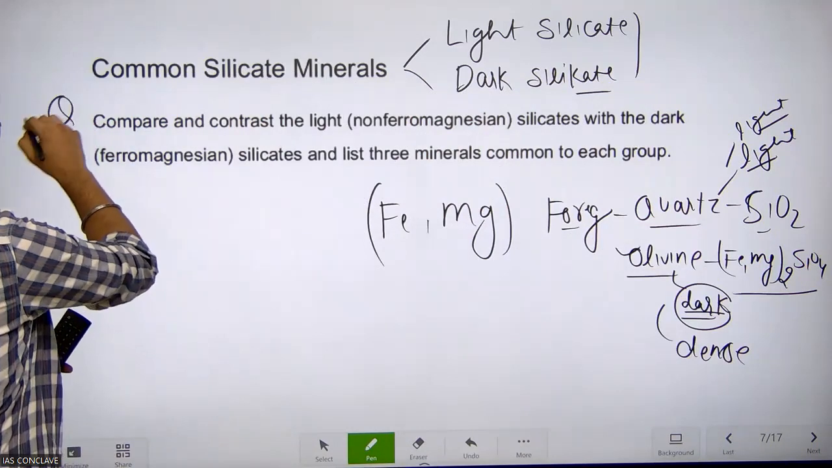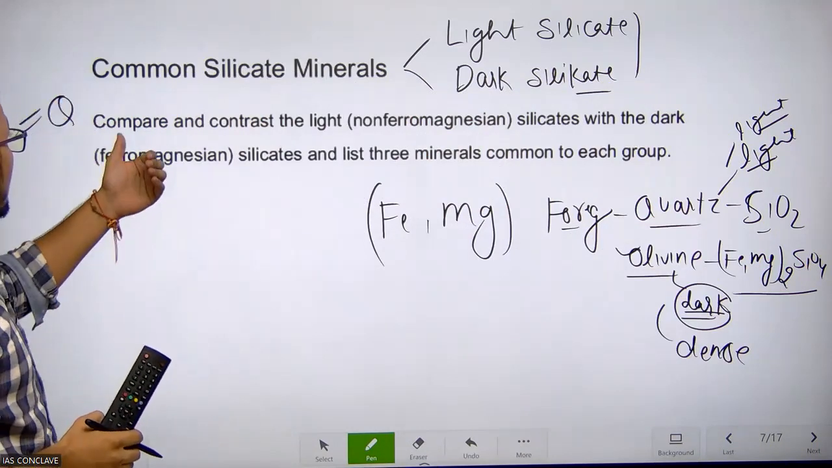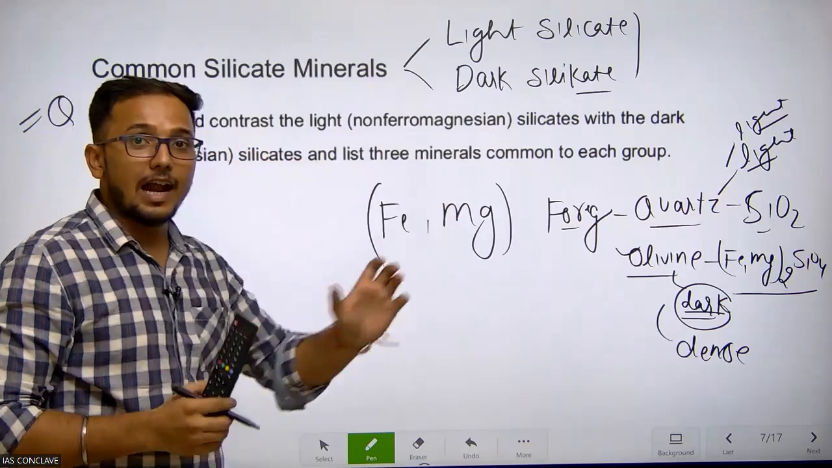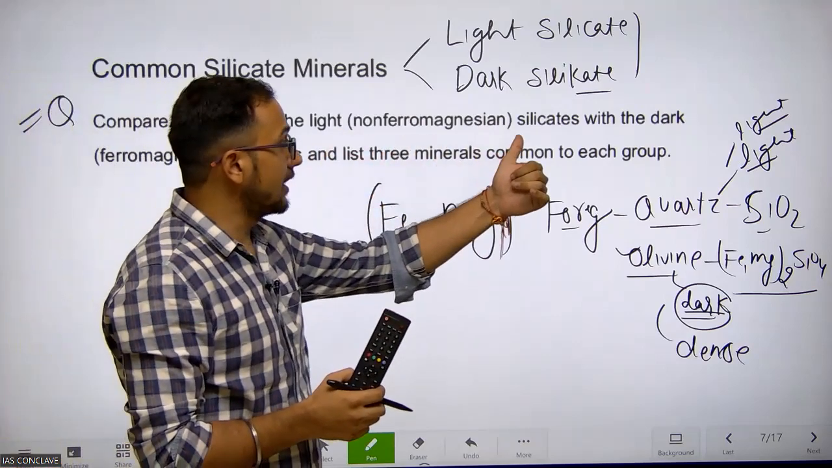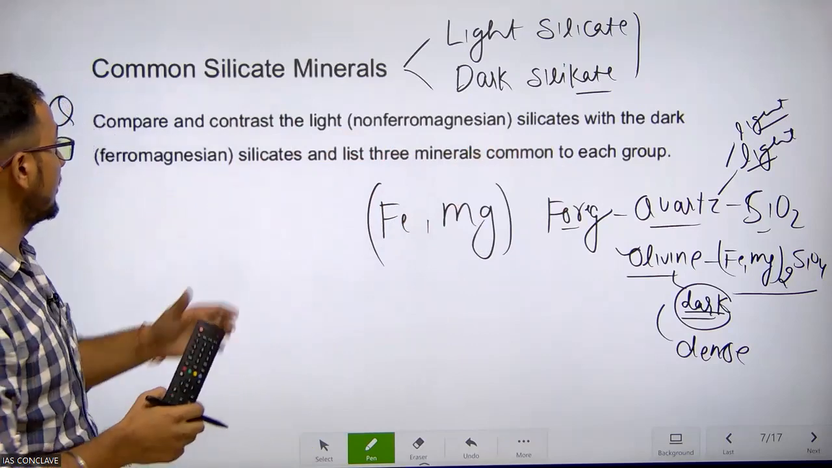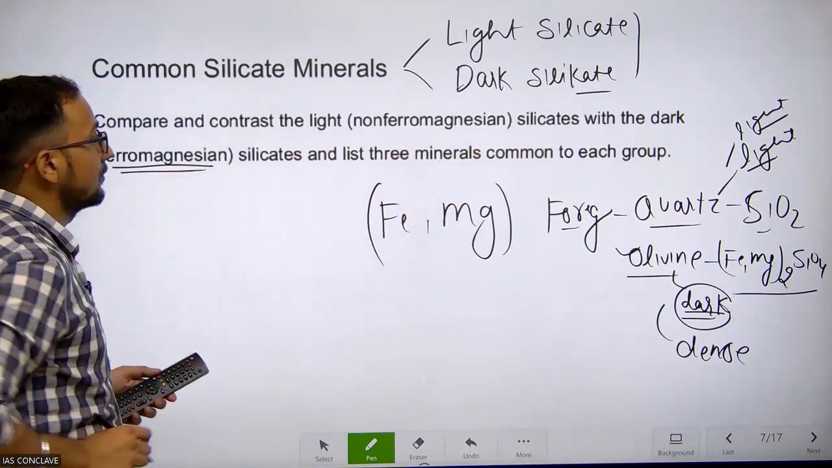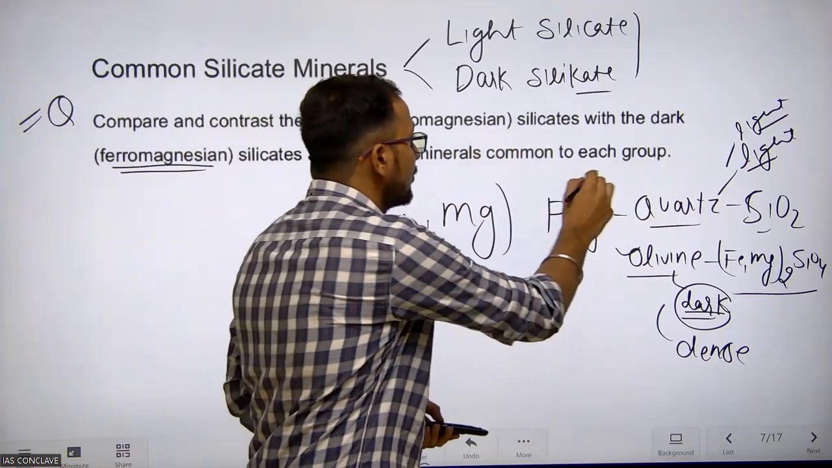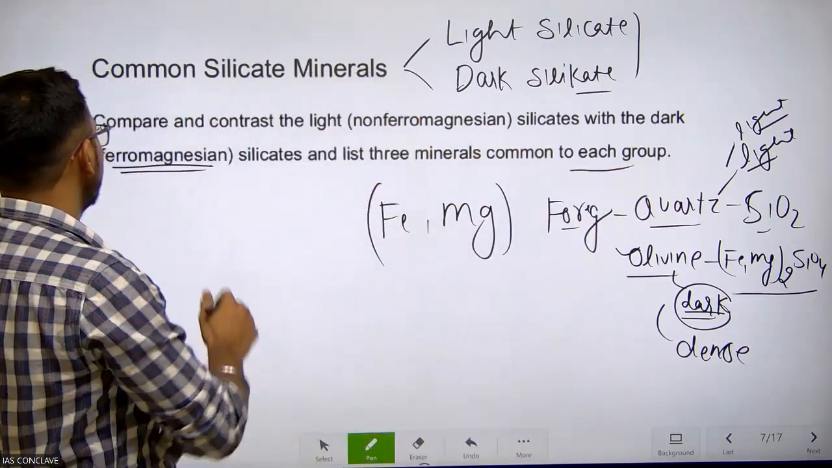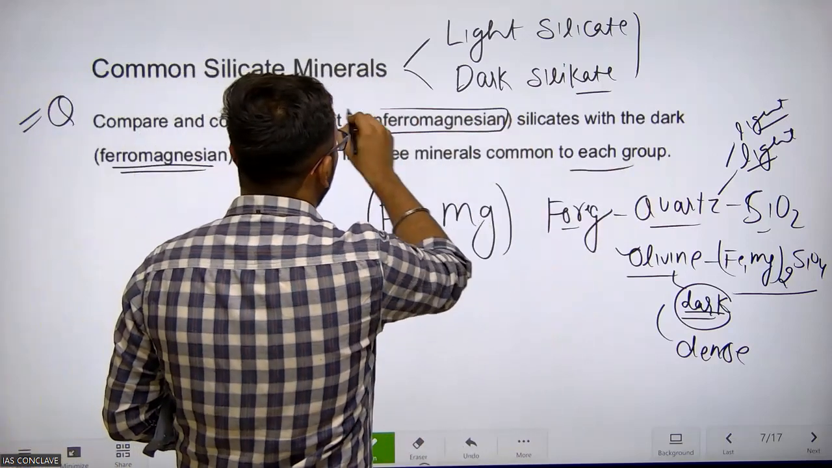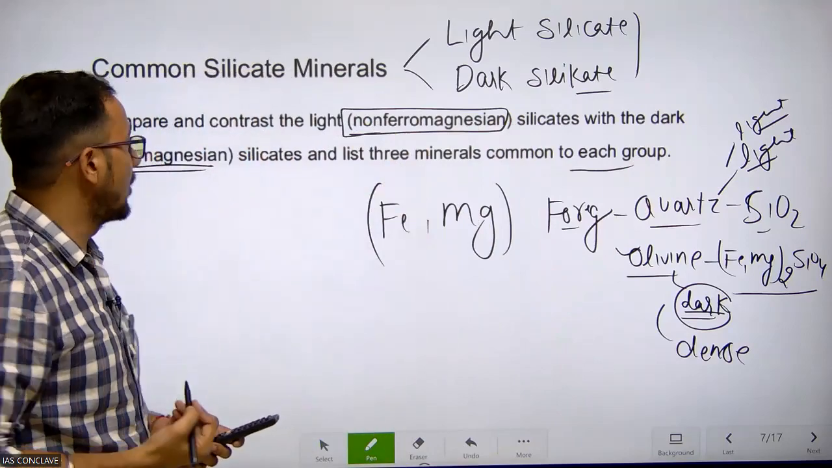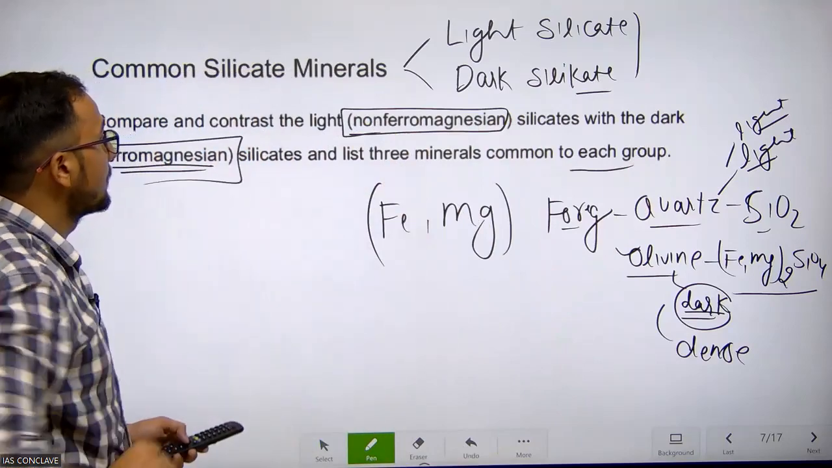We can understand this session through our question session. Compare and contrast the light silicates, meaning non-ferromagnesium silicates, with the dark ferromagnesium silicates, and list three common minerals for each group. In this session, we will cover the non-ferromagnesium, and in the next session, we will cover the ferromagnesium silicates.